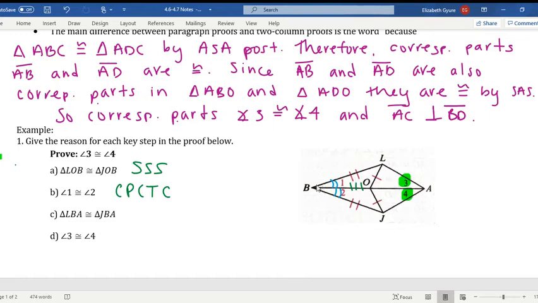Where are side angle side? Do we have 2 sets of sides in angle LBA and JBO? Angle side angle. Good. What's the side though, Melissa? That reflexive property again, right? That's why that's non-essential. BA would be congruent to BA. So we can say then angle side angle.